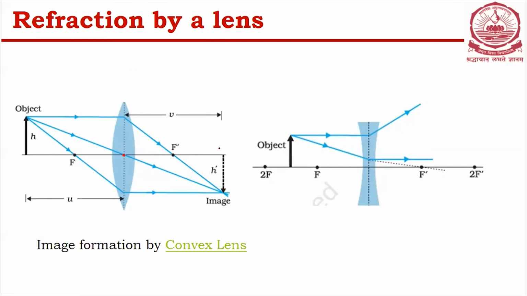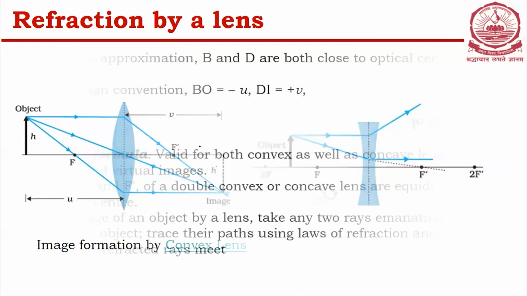So this is exactly at its center of curvature. This distance is R. Similarly, let's see how image formation takes place for a concave surface.